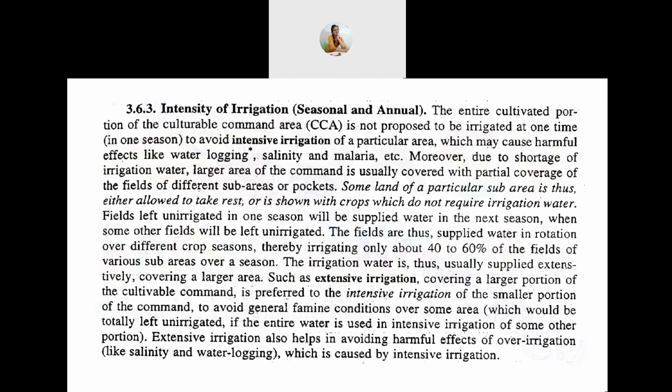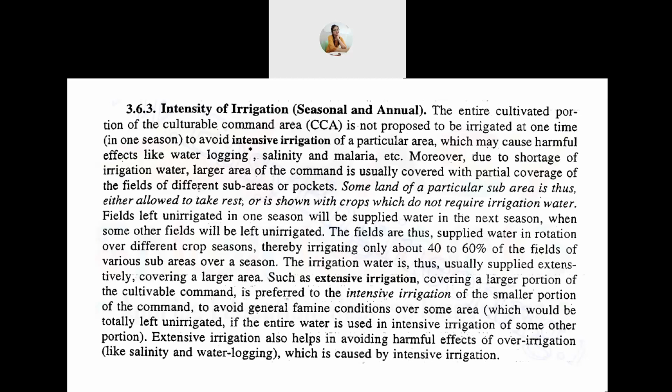Next, intensity of irrigation. The entire cultivated portion of the cultivable command area, which is CCA, is not proposed to be irrigated at one time or in one season to avoid intensive irrigation of a particular area, which may cause harmful effects like waterlogging, salinity, and malaria, etc. Moreover, due to shortage of irrigation water, a larger area of the command is usually covered with partial coverage of the fields of different sub-areas or pockets.